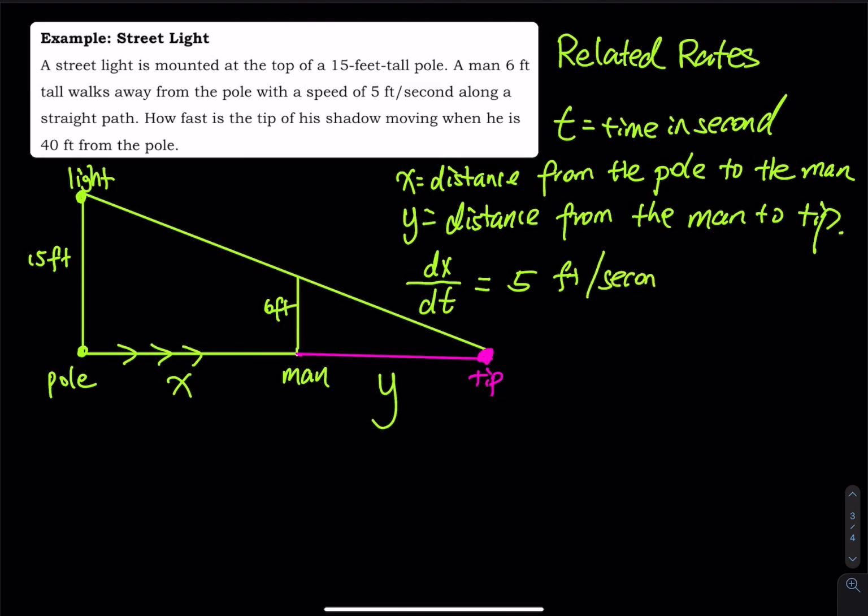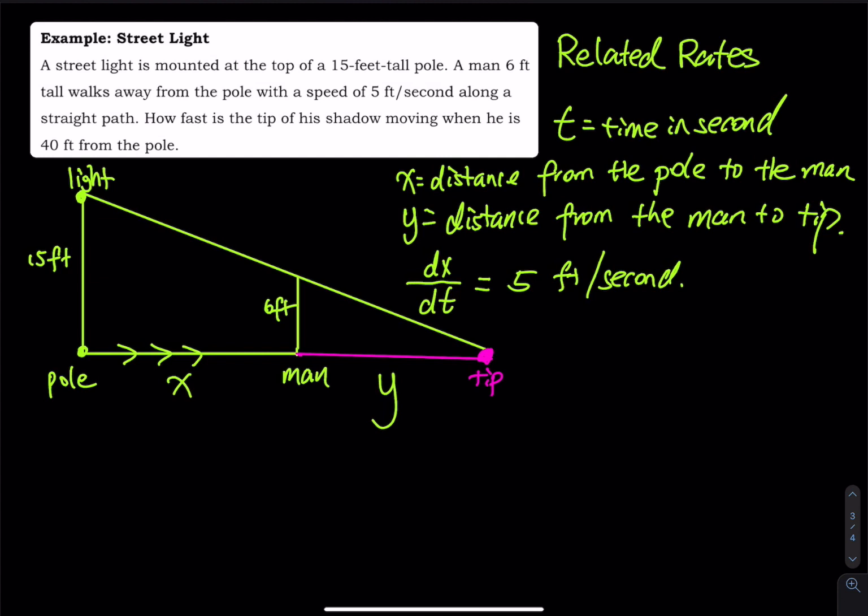Since we are going to do implicit differentiation, you cannot use the word rate. So for rate, you have to use dx/dt. And then what else? How fast is the tip of his shadow moving when he is 40 feet from the pole? Okay, here is how we are going to do it.